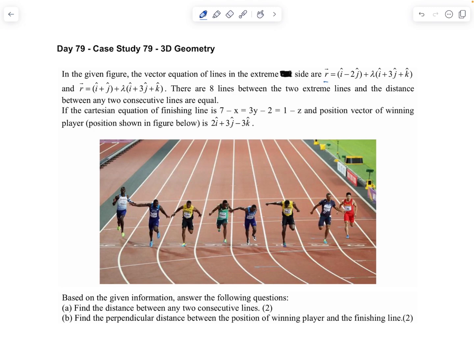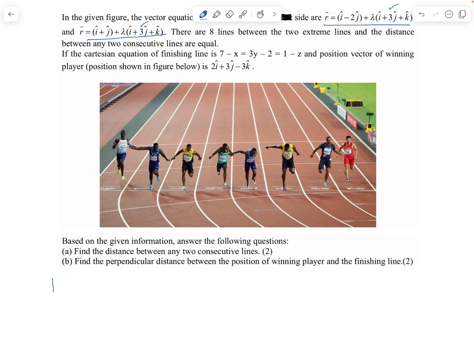Now from these two lines, what we understand is the direction vectors are equal. That is, the two lines are parallel to each other. Suppose these are the two extreme lines. There are 8 lines between the two extreme lines, and the distance between any two consecutive lines are equal. The red lines represent those 8 lines. The spacing between the lines are equal according to the question. Based on the given information, answer the following questions.